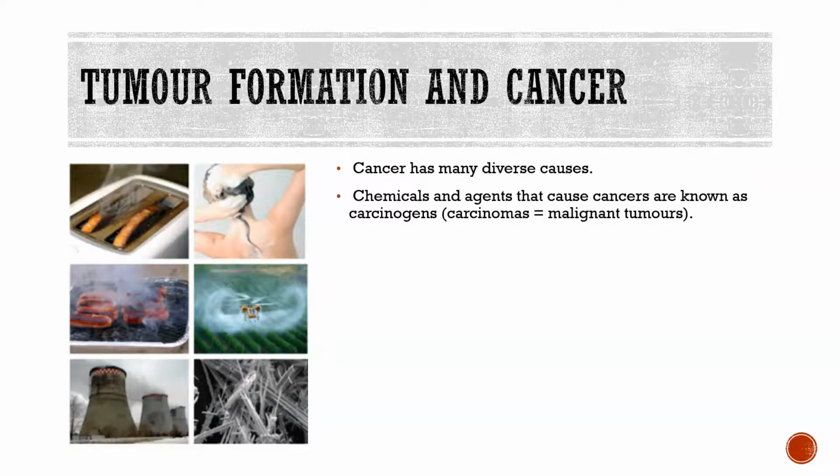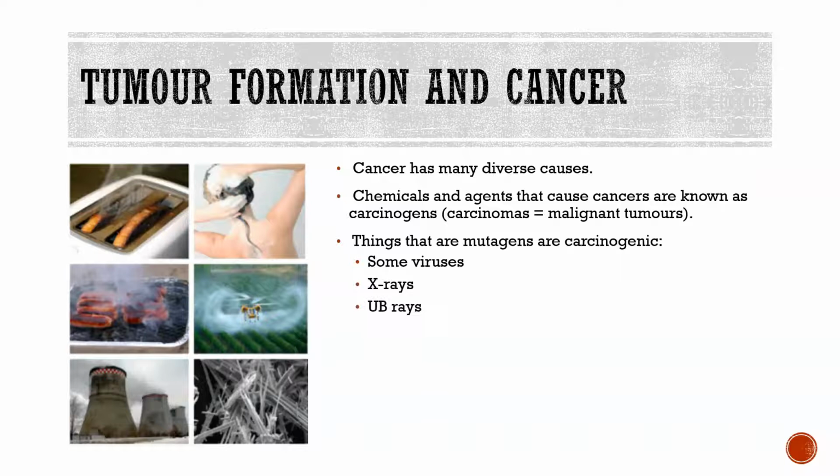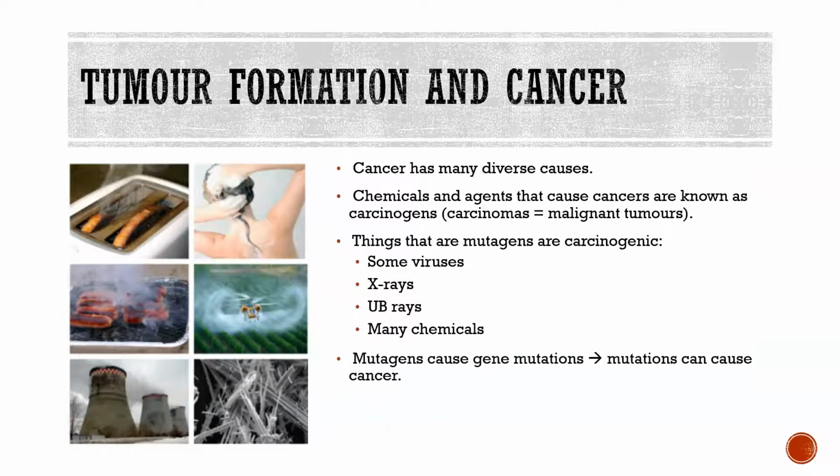Carcinomas are malignant tumours. Things that are mutagens are carcinogenic. Some viruses are carcinogenic. X-rays can be carcinogenic. UV rays are carcinogenic. That should be UV rays, sorry. Many chemicals are carcinogenic. Mutagens cause gene mutation. Mutations then cause cancers. Certain chemicals can also increase the risks of metastasis.